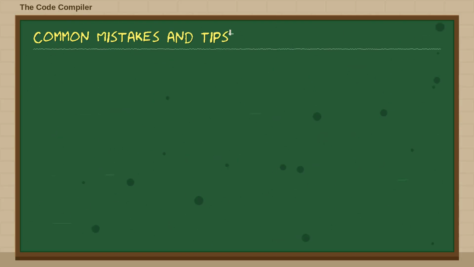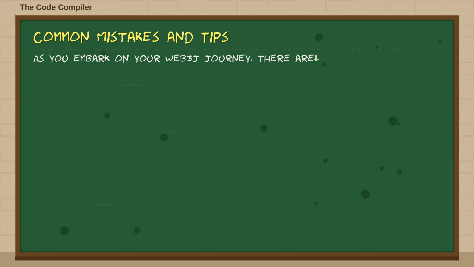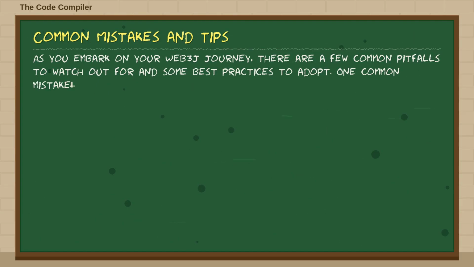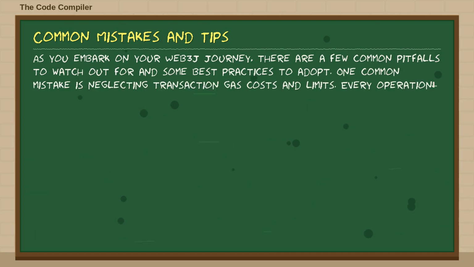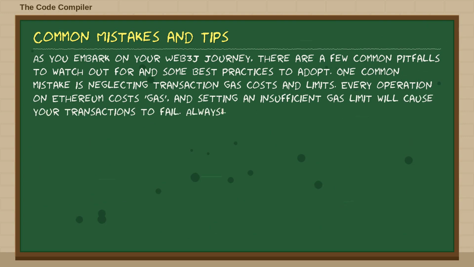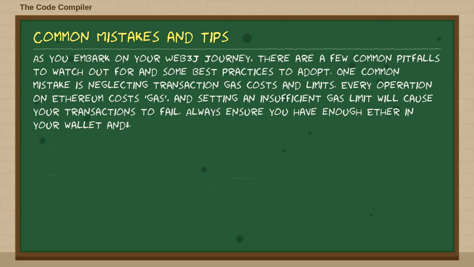As you embark on your Web3j journey, there are a few common pitfalls to watch out for and some best practices to adopt. One common mistake is neglecting transaction gas costs and limits. Every operation on Ethereum costs gas, and setting an insufficient gas limit will cause your transactions to fail. Always ensure you have enough Ether in your wallet and that your gas limits are reasonable.